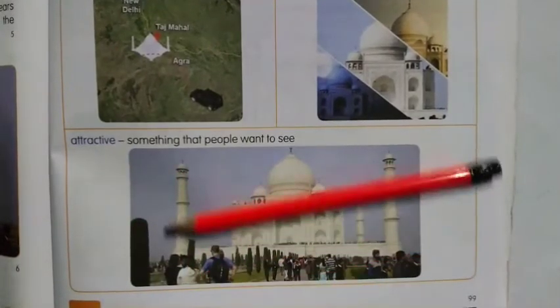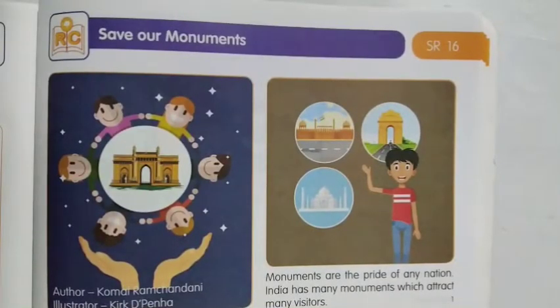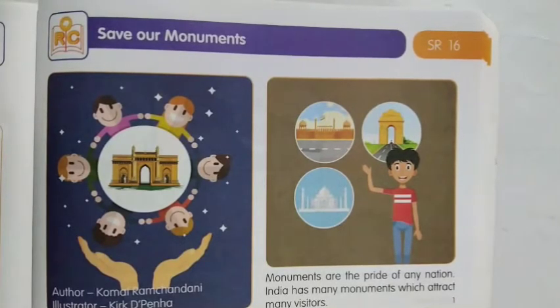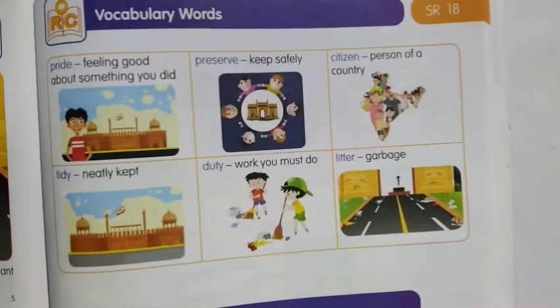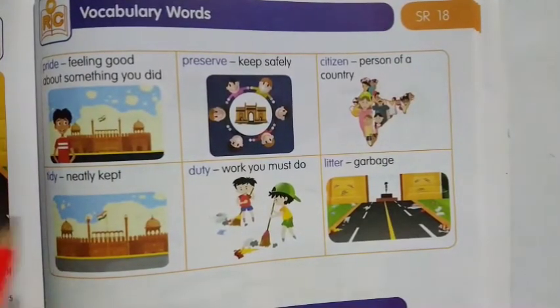Take the next story. In SR 16, Save Our Monuments. Try to read the story on your own. Let us see the vocabulary words from this story. For this vocabulary, we just turn to SR 18, page number 103.